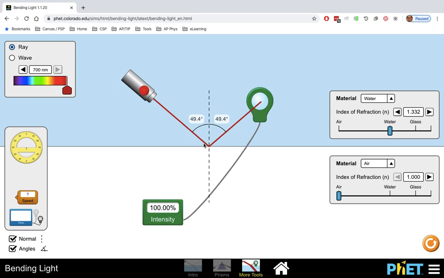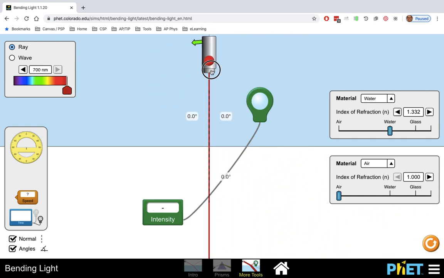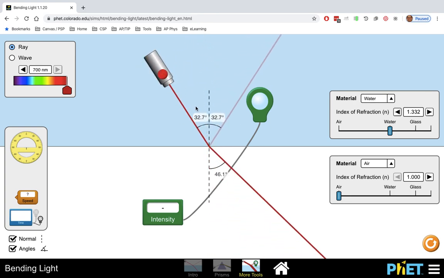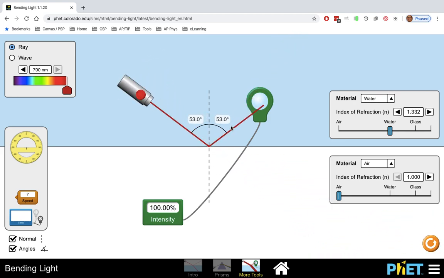So light, when it is traveling in an area where it moves slow and it's going into an area where it moves fast, has a critical angle. If you shine it straight down, it passes right through. But if you start shining at an angle, the refracted angle is bigger than the incident angle, and at the critical angle, all of the light is totally internally reflected.